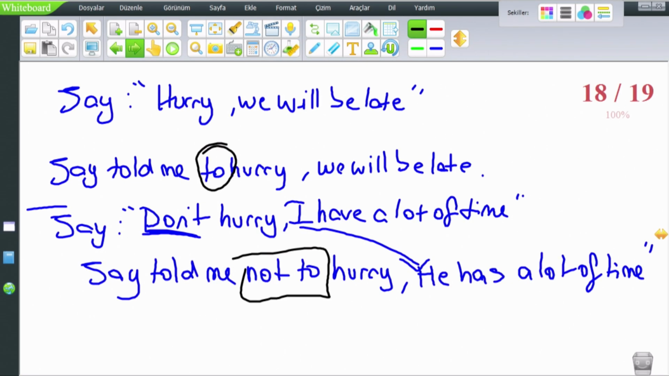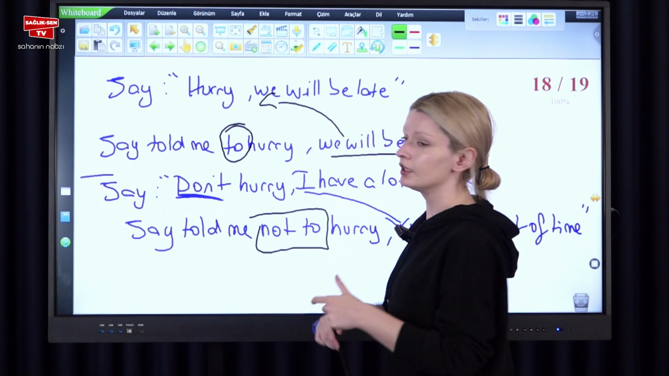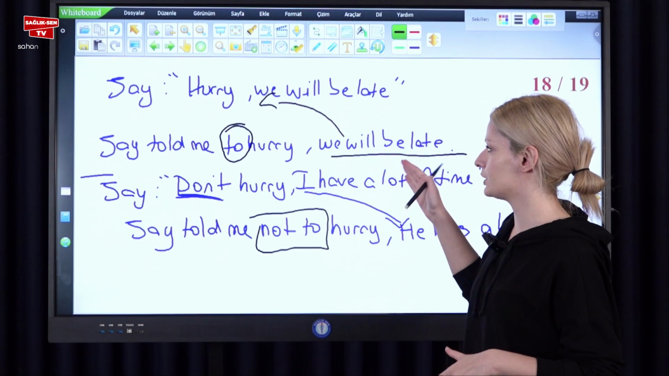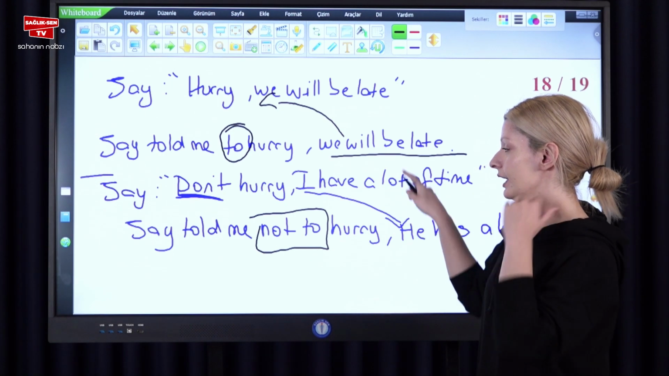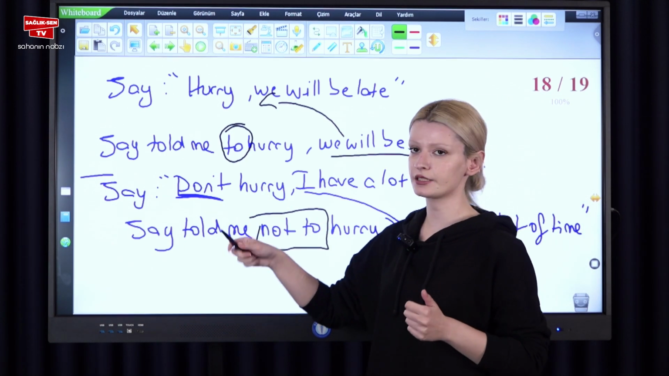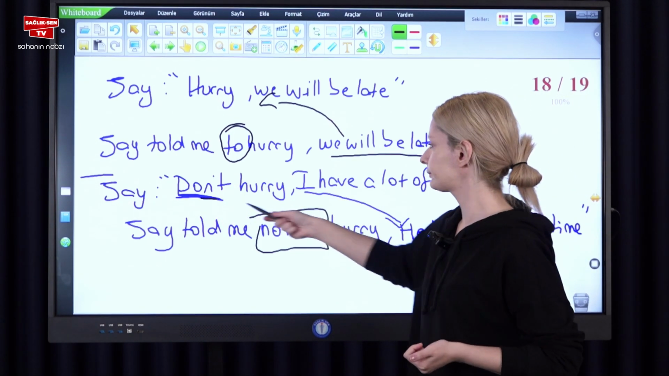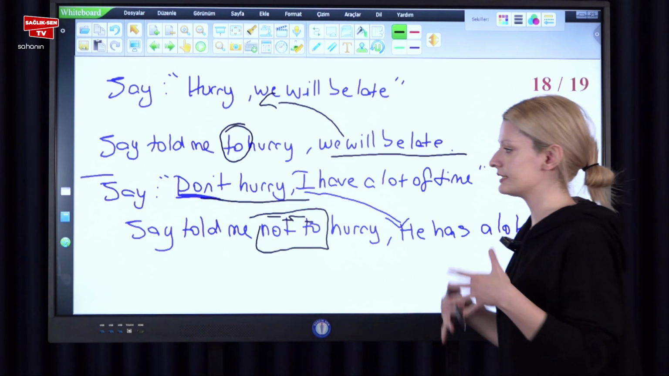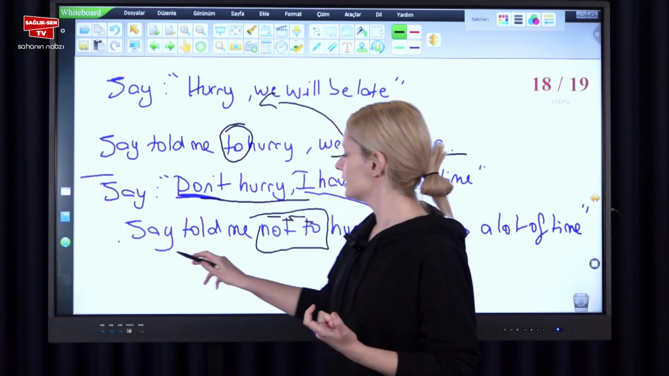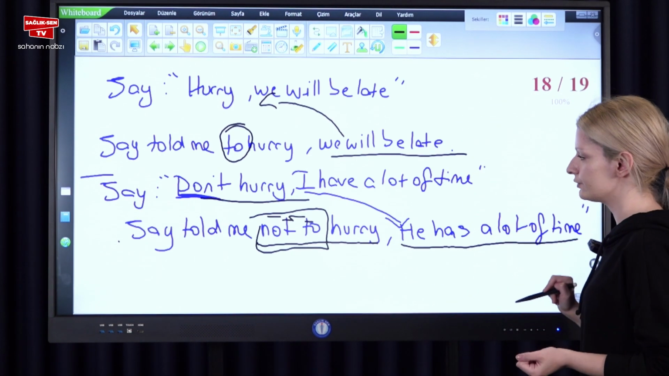Jay says, hurry, we will be late. Jay told me to hurry, we will be late. Our pronoun here doesn't have to change because it applies for both of us, both Jay and me. And in the second one, you can see a negative example. Jay says, don't hurry, I have a lot of time. I'm going to report this order and say, Jay told me not to hurry, he has a lot of time.